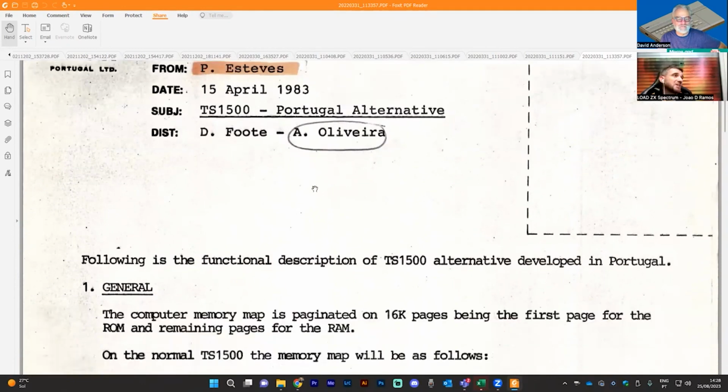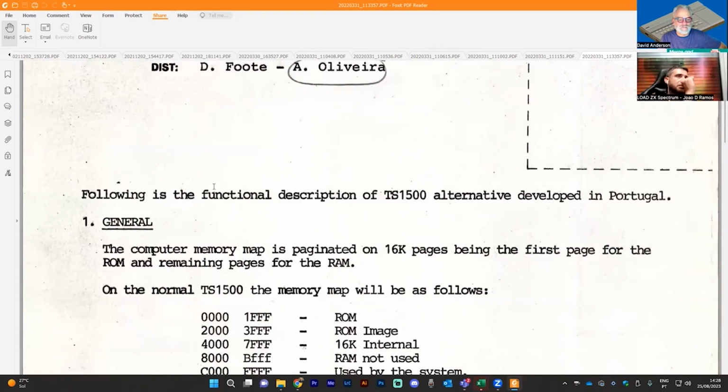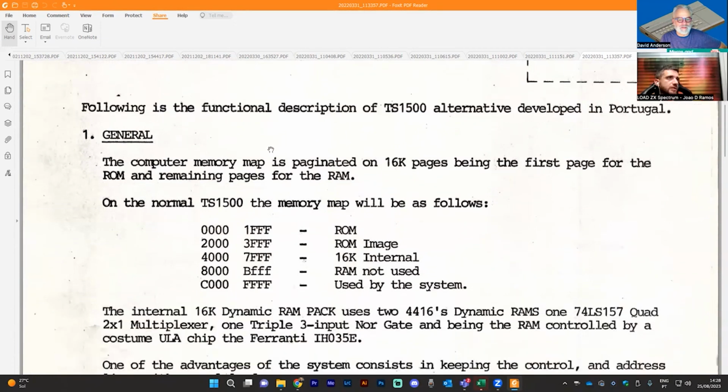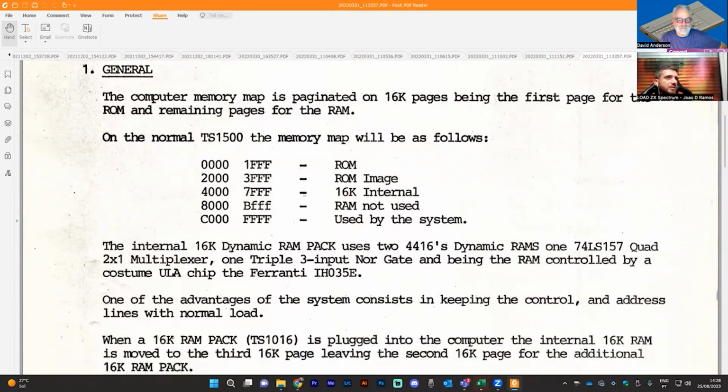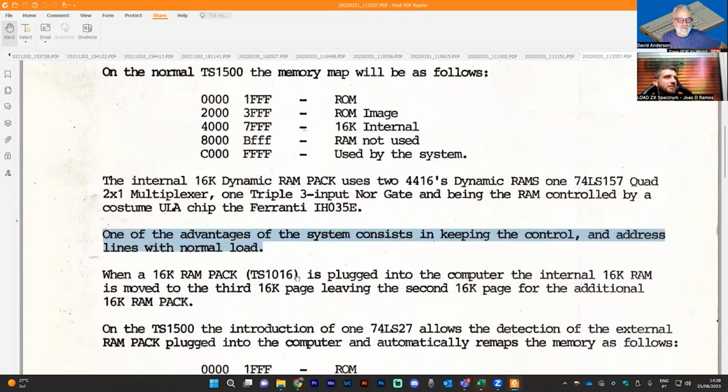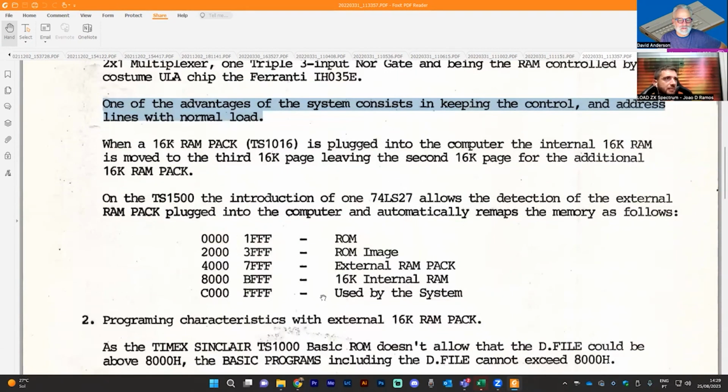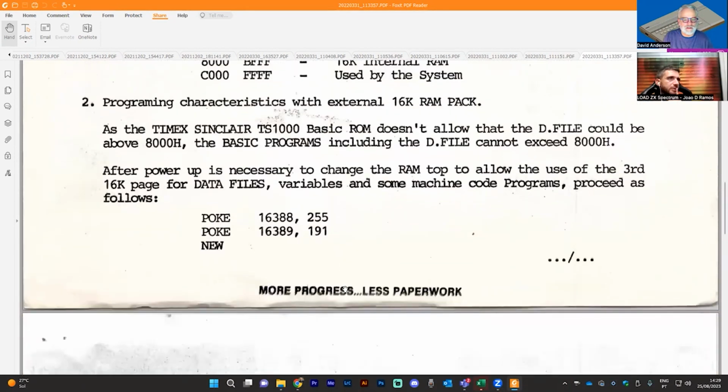Yeah. So, okay. Following is the functional description of our alternative developed in Portugal. Right. So the memory map is the 1000 memory map. On the normal, the map will be like this. Yeah. The internal uses 24416. Ferranti. Okay. I saw this chip several times. Yeah. I do have it, and I was puzzled because it said Ferranti. Okay, now we know better what it is. Yeah. So one advantage they claim is that you keep the address lines with normal load. When you put this, introduction of this remaps it. Neat. Changing the RAM top.